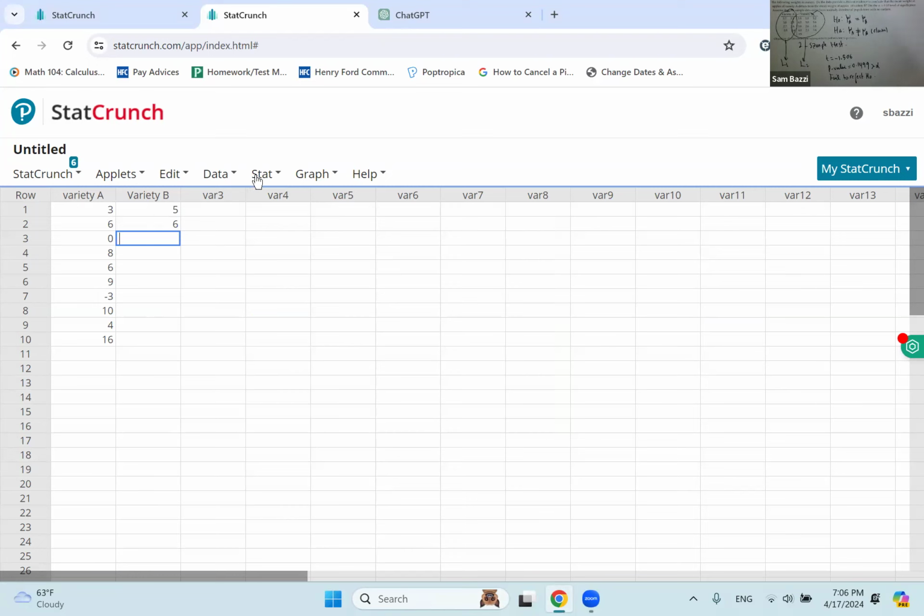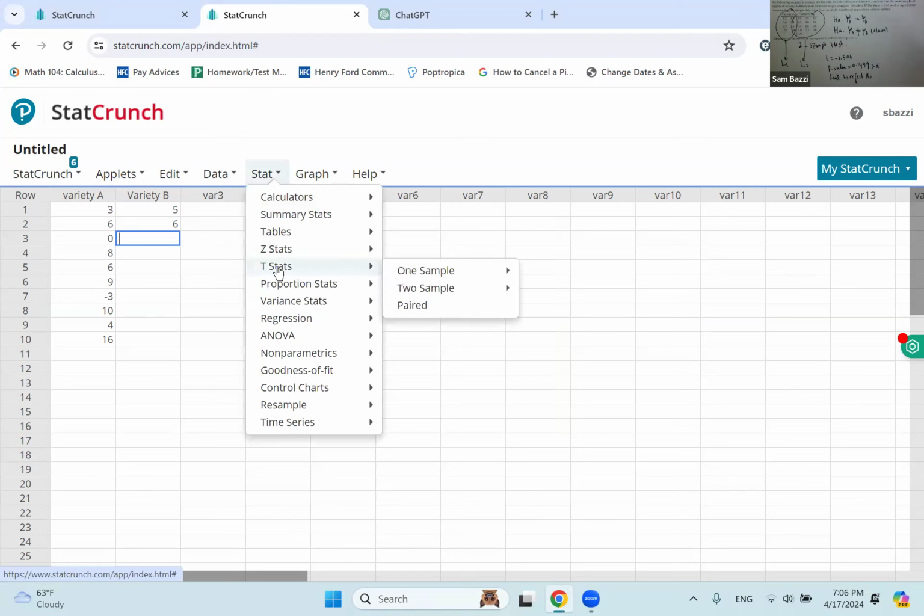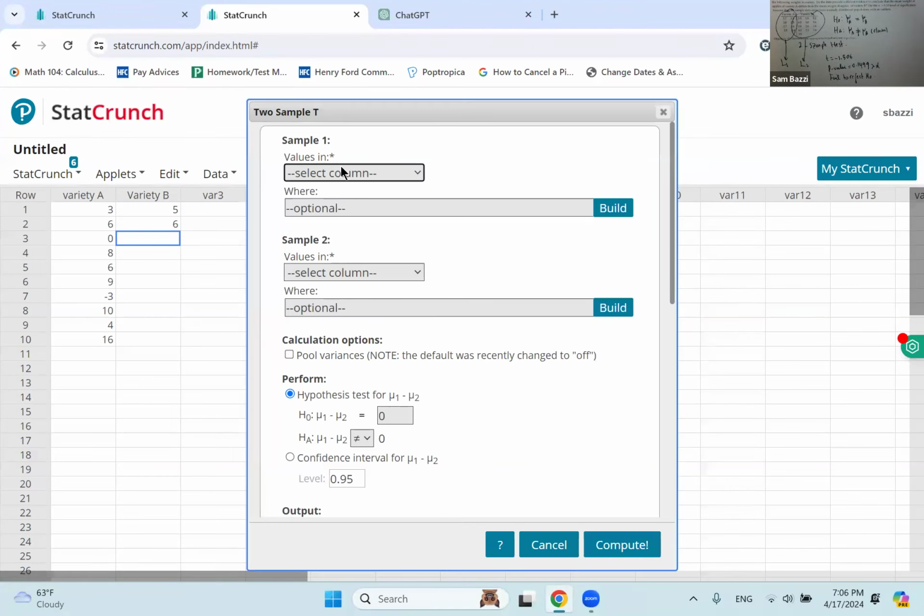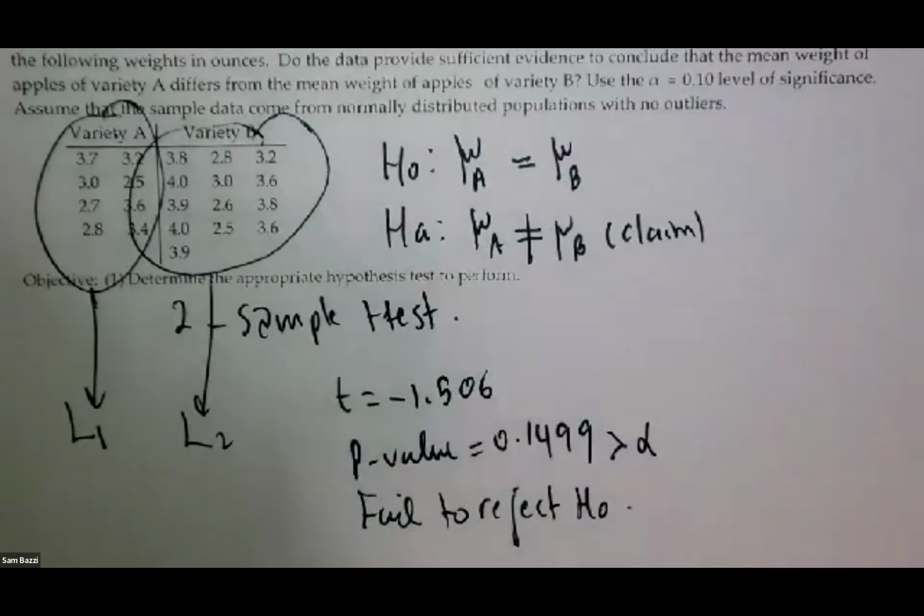And then you go to Stat, T Stat, 2 sample with data, not with summary, guys. You select variety A, then you select variety B. Don't touch optional here. Don't worry about it. You select the right sign, which is not equal, guys, and you just hit compute and you're going to get the same output, just like we did. Next.